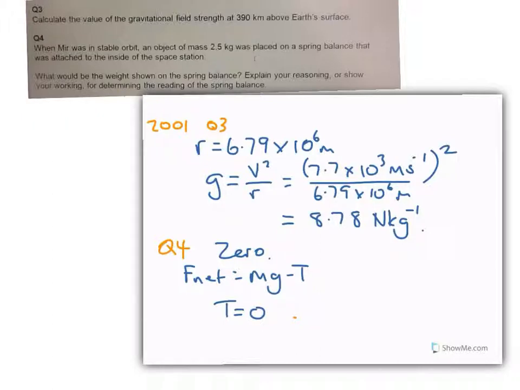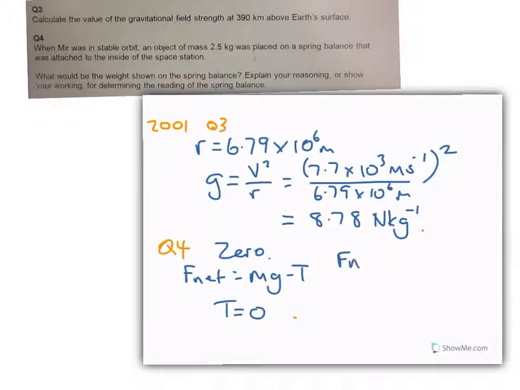Yeah, so this is one of those ones where, because everything's in constant free fall, there's not going to be any reaction force between the spring and the space station, wherever it's been attached within the space station, and you'll get a tension in the spring balance equal to 0. I'd just better finish off this calculation here for you.